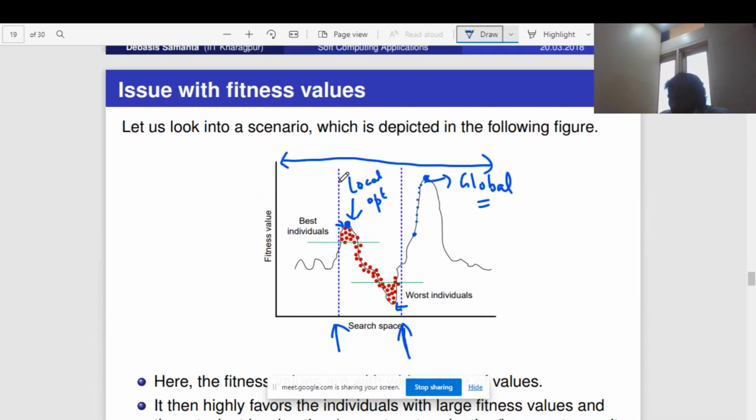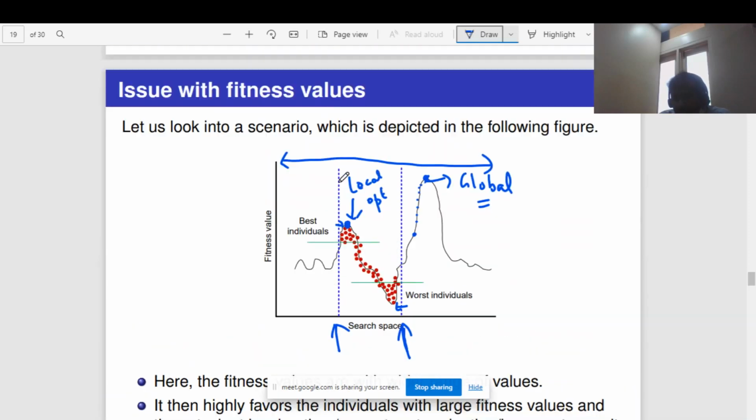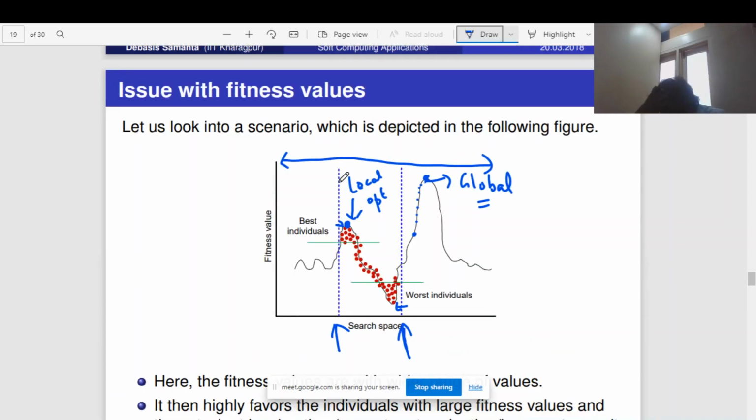So could someone summarize what is fitness scaling? Yes. What is fitness scaling? Are you following or not? Yeah, good. Yeah, that is in essence. Okay.